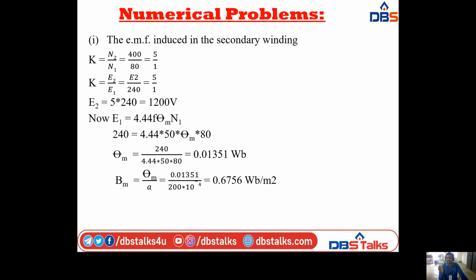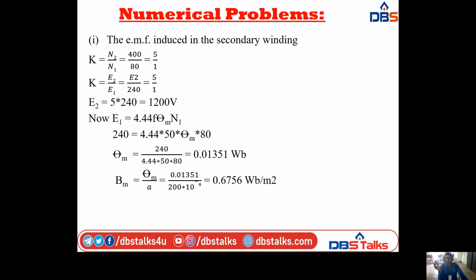Finally, simplifying this, we have 0.01351 Webers. Webers is the unit of flux. So 0.01351 Webers is the maximum flux. And by using this maximum flux, we have to determine the maximum flux density.